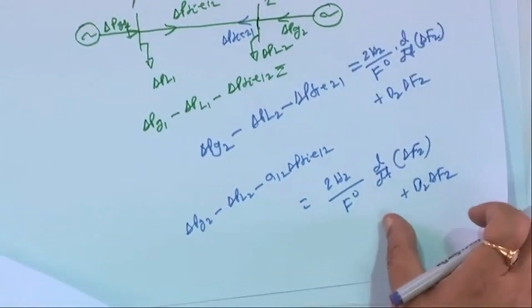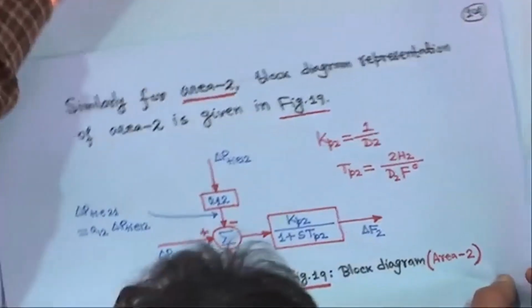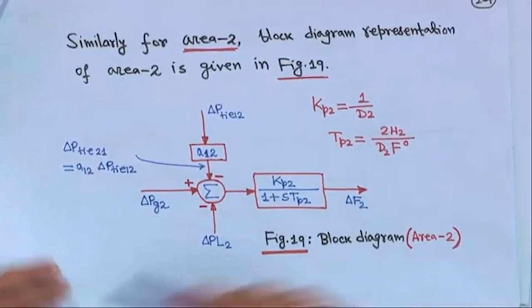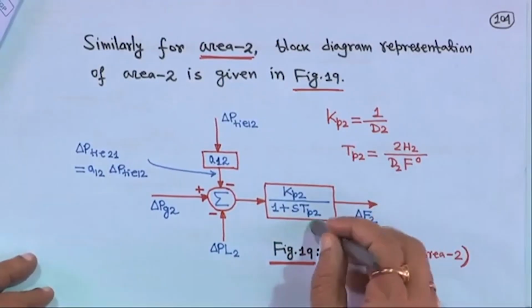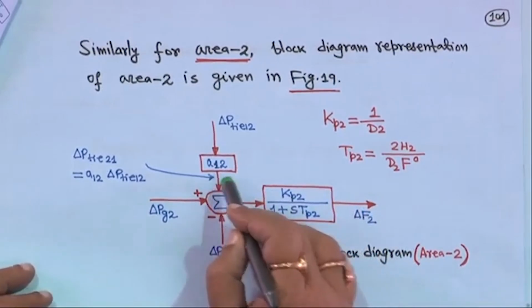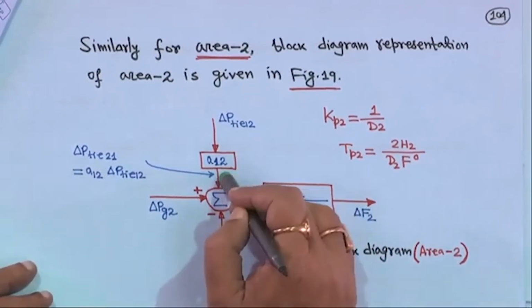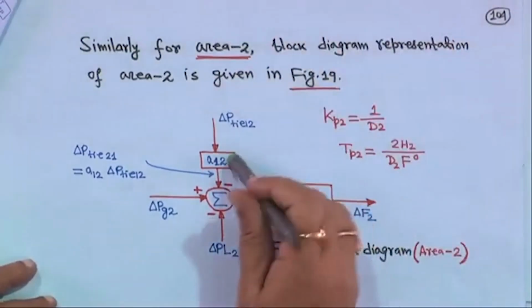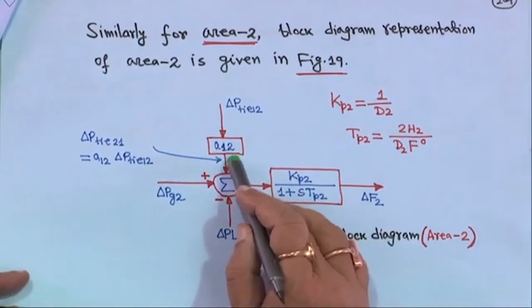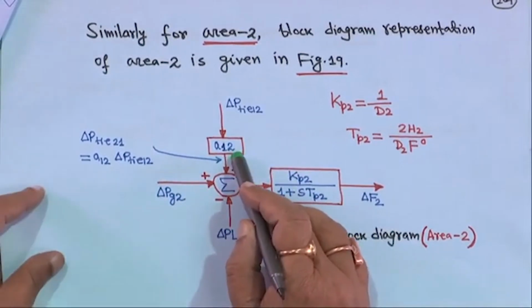Now, if you again take the Laplace transform, you will get the same thing, only the delta P ti that instead of your Kp1 upon Tp1 it will be your Kp2 upon 1 plus S Tp2. And this is actually delta P ti 2 1, that is equal to A12 into delta P ti 1 2, that we have seen. That is why it is coming, the block diagram is made like this, and A12 is equal to minus PR1 upon PR2.